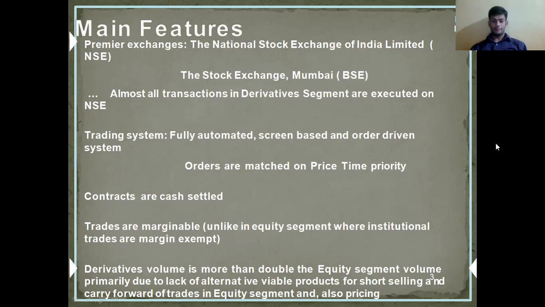The trades are marginable, unlike in the equity segment, where institutional trading is margin expected. Derivative volume is more than double the equity volume. It is primarily due to the lack of an alternate viable product for short selling, and for carrying forward trading in the equity segment.